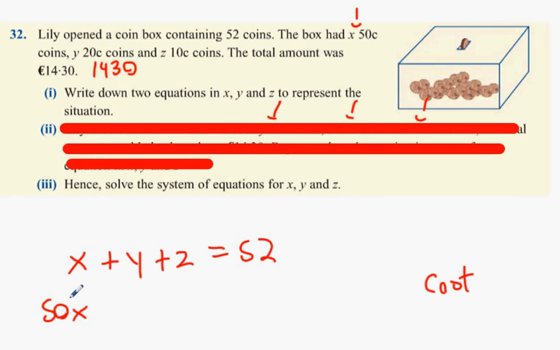50 cent multiplied by the number of 50 cent coins you actually own. What does that give you? How much money is attributed to the 50 cent coins only?